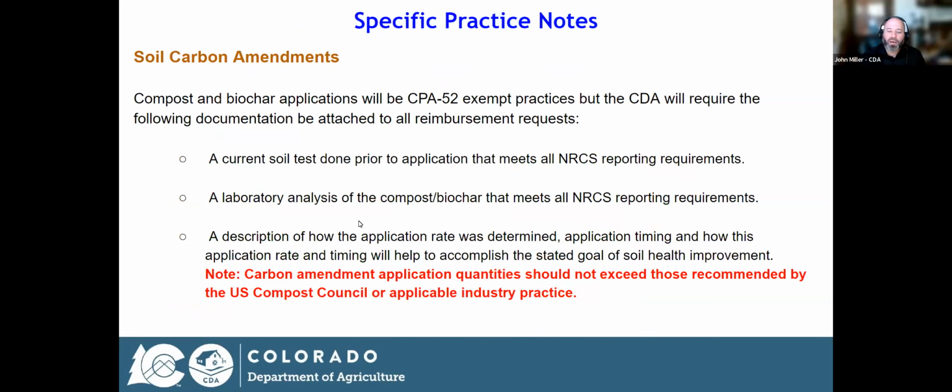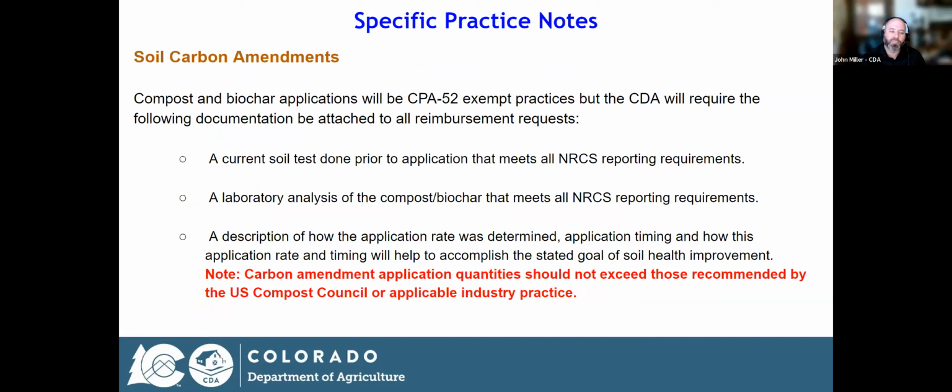So now I'm going to go into some specific requirements for a few of the practices. Some of them we're going to ask for a little bit more info from you guys to capture out there. So for soil carbon amendments, compost and biochar applications, they will be CPA 52 exempt practices, so they'll be on the fast track. But the CDA will require the following documentation be attached to all reimbursement requests.